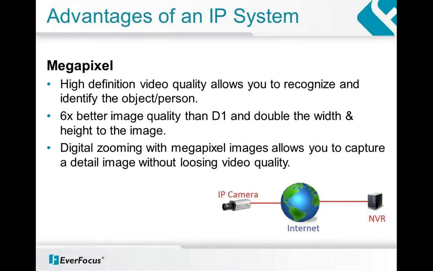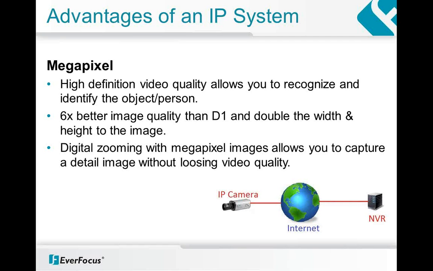Another advantage of an IP system is megapixel. With an analog system, what you're using is D1. The highest resolution you can get out of an analog system is D1 or 4CIF resolution, which is 720 by 480. That's standard definition, or SD resolution. The advantages of using an IP system nowadays is that you have megapixel quality, or HD, high definition quality. So megapixel quality allows for a higher definition video quality, allowing you to recognize and identify the object or person.